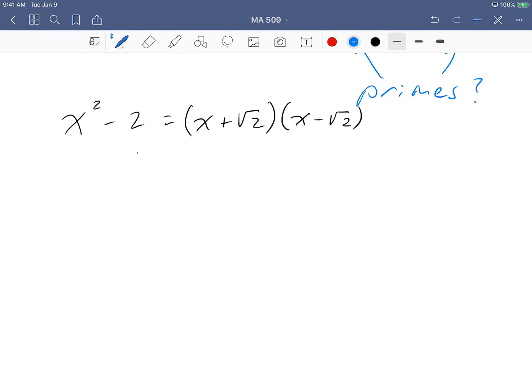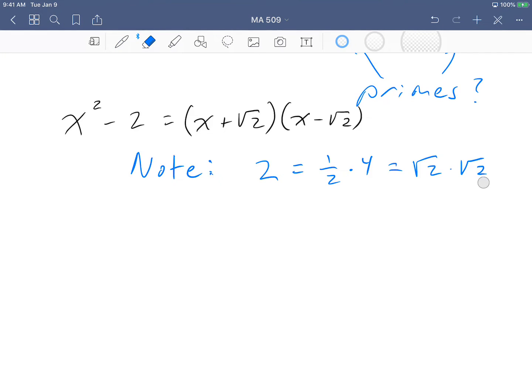And one way to see why this is a little complicated is that I could take the number 2, which we think of as prime, which means its only factors are 1 and itself, but I could write that as 1/2 times 4. Or I could write that, like in this example, as root 2 times root 2, and we don't really think of those as factorizations, right? So what we mean by a factorization is something that we know in the integers, but we need to talk about in terms of polynomials.